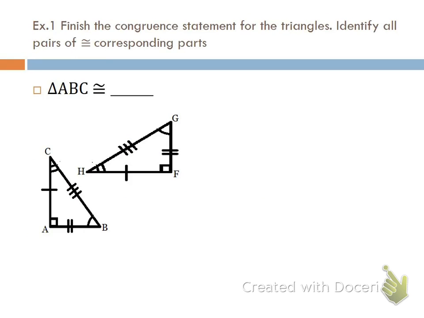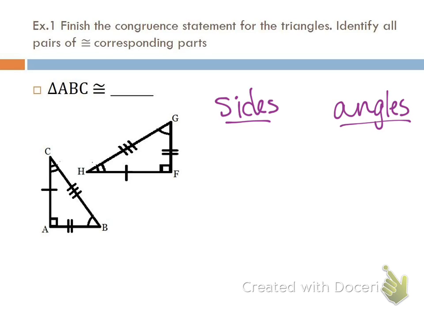Okay. Moving on. Finish the congruent statement for the triangles. Identify all pairs of congruent corresponding parts. So once again, we'll have to have 3 pairs of sides and 3 pairs of angles. Give you a minute to work through this on your own. And then we'll go through and fill them in together.